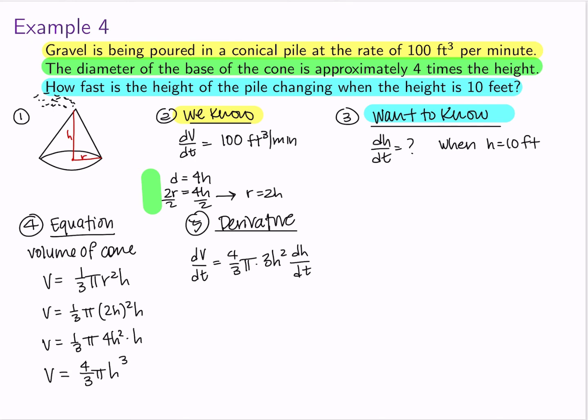And we'll take a minute and clean this up. I see a 3 on the bottom and on the top. So I'll have dV dt equals 4 pi h squared dh dt. And now I can plug in and solve.